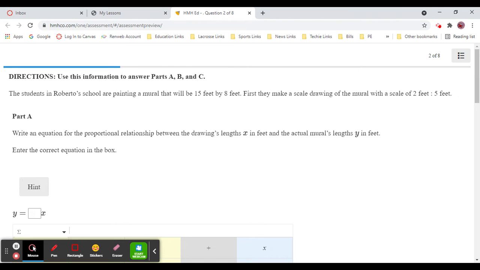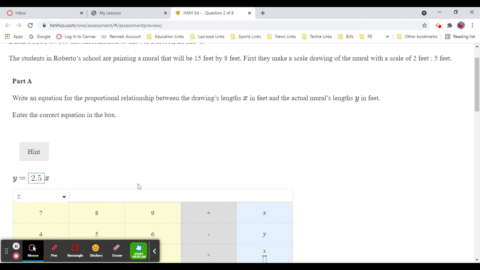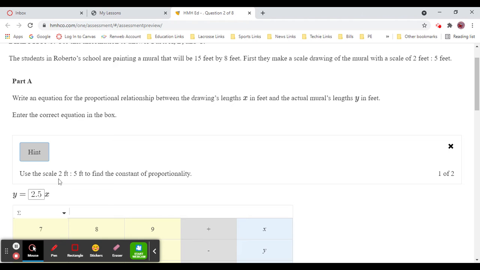All right, what's 5 divided by 2? Yeah, 5 divided by 2 is 2.5. So guess what's going to go on your first line? Y equals 2.5x. Yep. Use this scale.